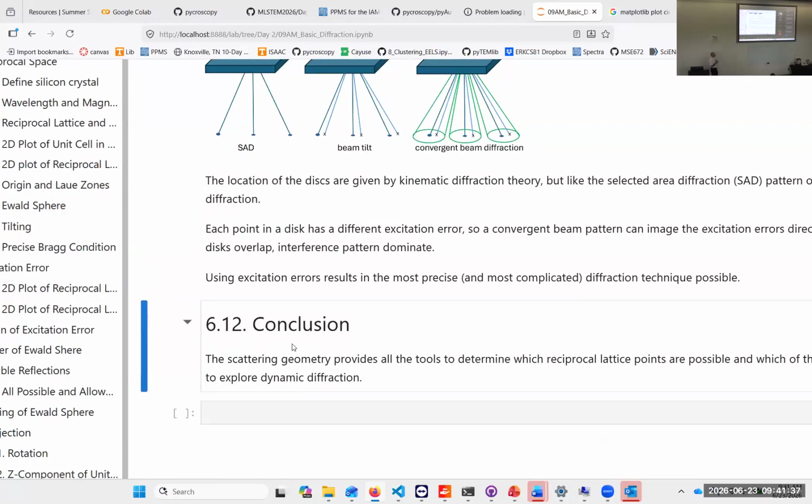And so with electron diffraction, you have the same problem as with everything else in electron microscopy: the electrons interact very, very strongly with your material.